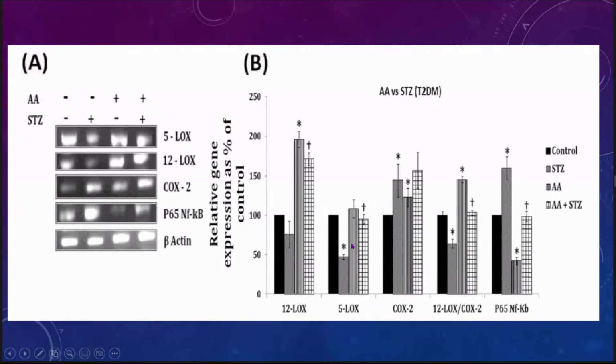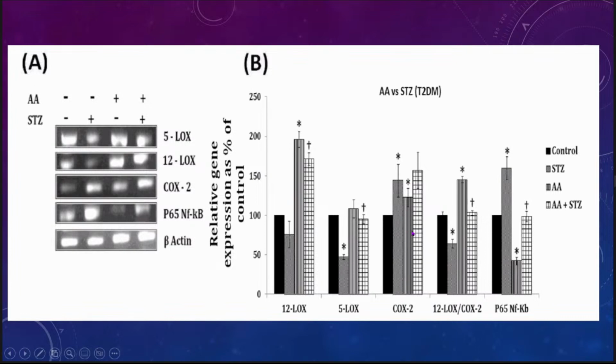Most important is that the 5-LOX expression is equivalent to almost the control levels, whereas the 12-LOX expression is still higher compared to the control. When we look at the COX2 expression, there is no change. So this suggests that when we give arachidonic acid, there is a very substantial decrease in NF-kappa B expression, and a decrease in IL-6 and TNF-alpha levels, with little change in COX2 expression.